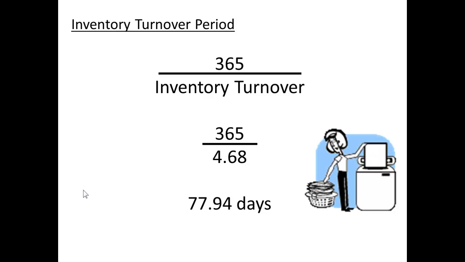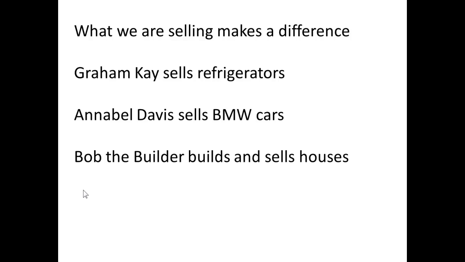The inventory turnover period, 365 divided by the inventory turnover, gives us a figure of 77.94 days. In other words, and here's the significant part, any item is probably in the store for over 2 months before it gets sold. Now, don't jump to too many conclusions, because obviously what we are selling does make a difference.